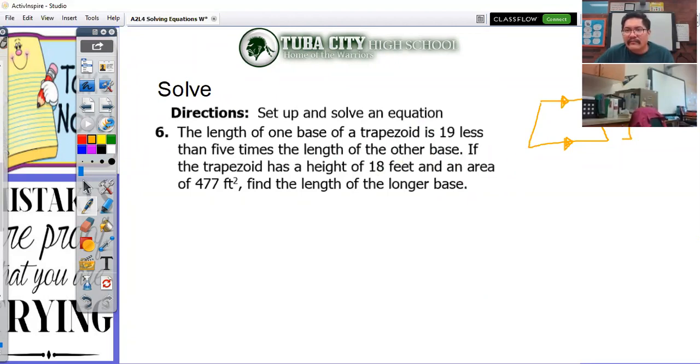So the height refers to all the way down and all the way to the top, if you were to draw a right angle from here to there. So that would be 18.